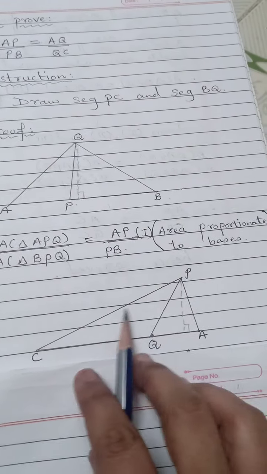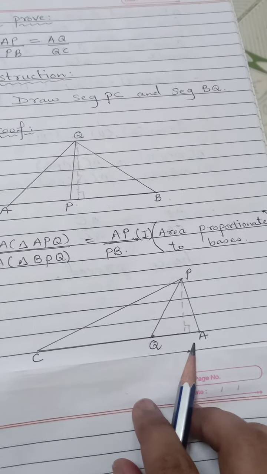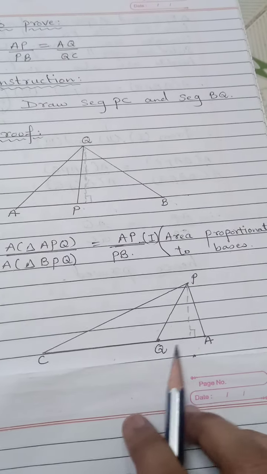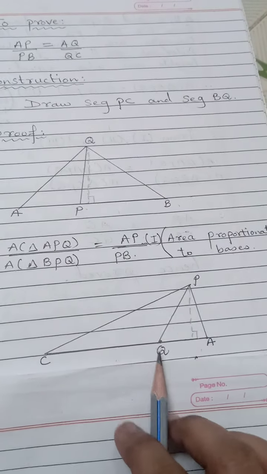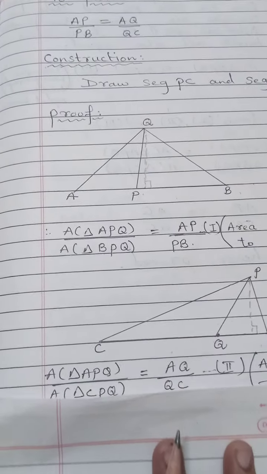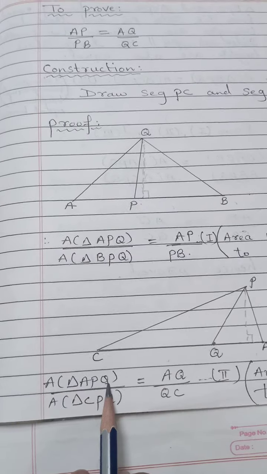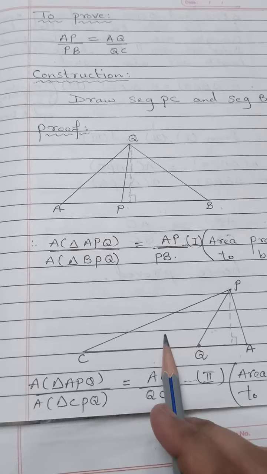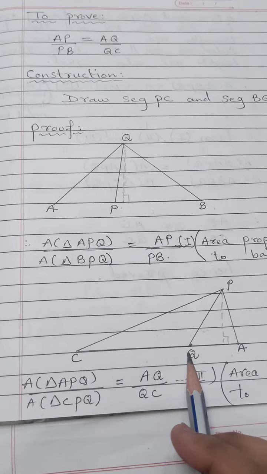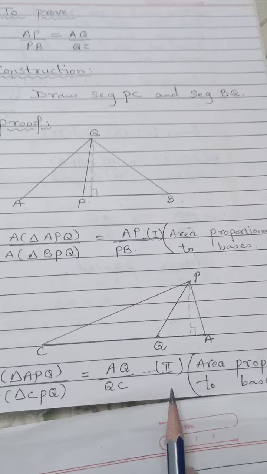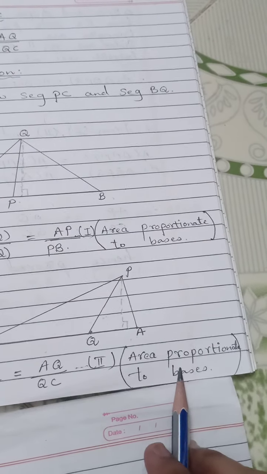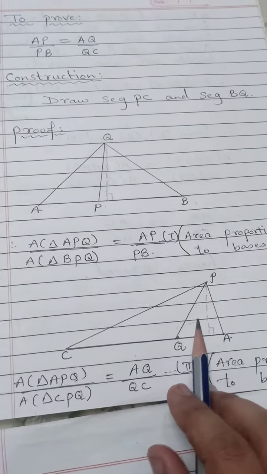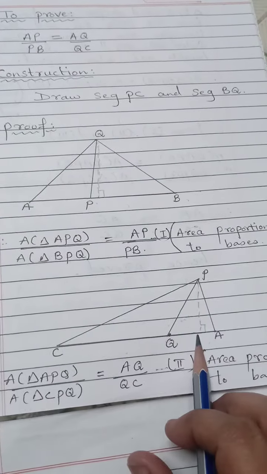If the triangles have the same height, the ratio of their areas will be in the ratio of their corresponding bases. So the base of this triangle is AQ and the base of this triangle is QC. So triangle APQ, the first triangle, upon triangle CPQ, the second triangle, is nothing but AQ upon QC. And I have given it equation number 2. Again, the same reason: area is proportionate to bases, because these two triangles also have a common height.